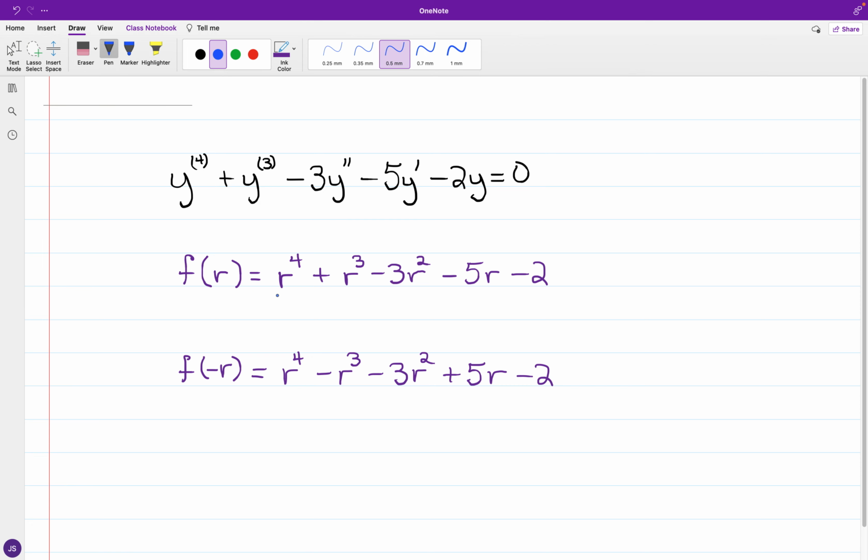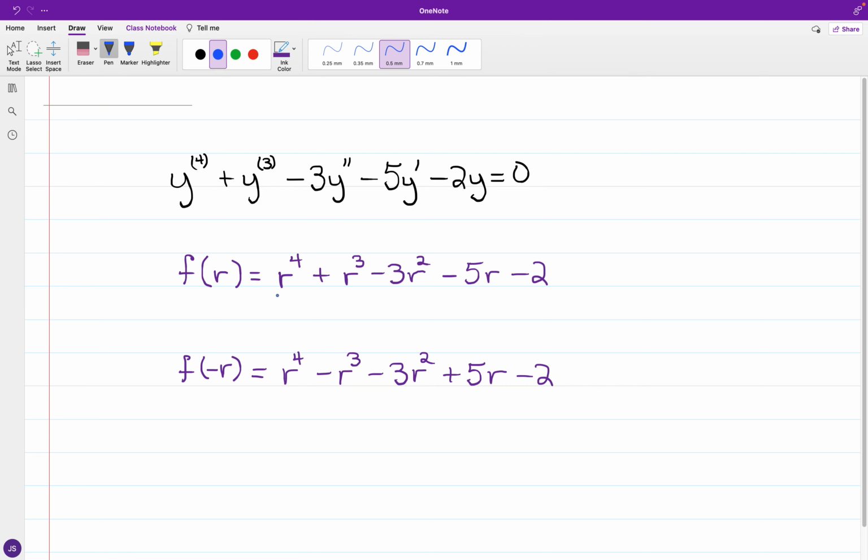Now with the even powers, like in the case of the fourth degree, negative r is going to give a positive. And negative r cubed is going to be minus r cubed. Minus 3 times the square of negative r is still going to be negative 3 times the square of r, so we have minus 3r squared. Minus 5 times negative r is going to be a plus 5r. And again, we have minus 2 to follow.